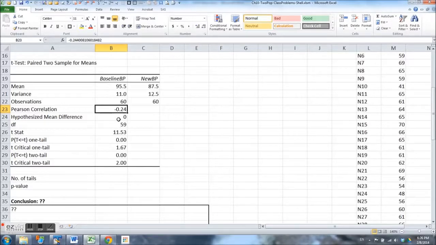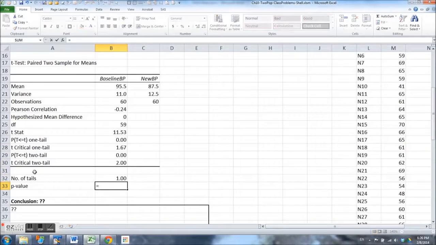And the hypothesized difference in the mean is 0. Then n minus 1, see the common sample size of 60, n minus 1 is the degrees of freedom. This is the t statistic, and here are the two p-values, one for the one-tailed test and one for the two-tailed test. And this is a one-tailed test, so the p-value is that. Let's use proper formats. Let's convert this to percentage and see it's pretty close to 0.